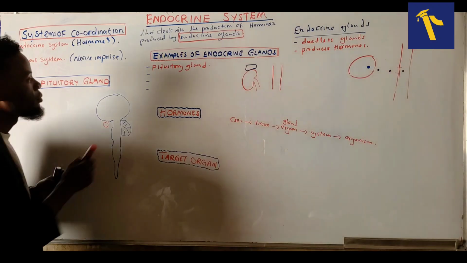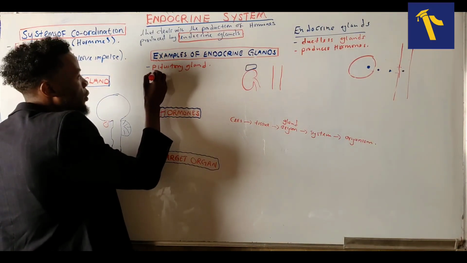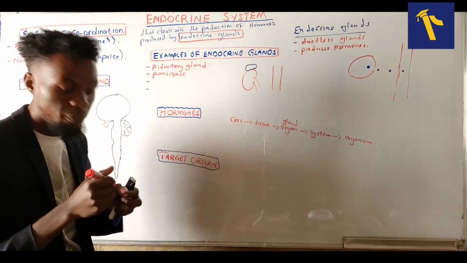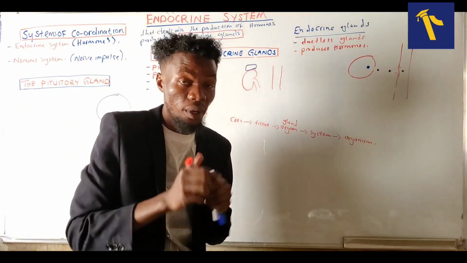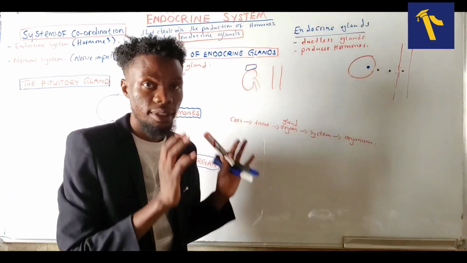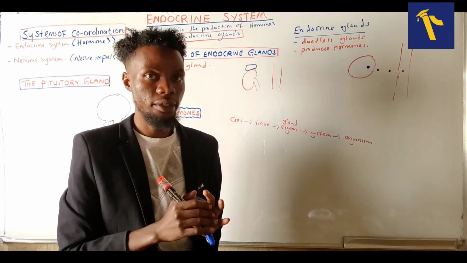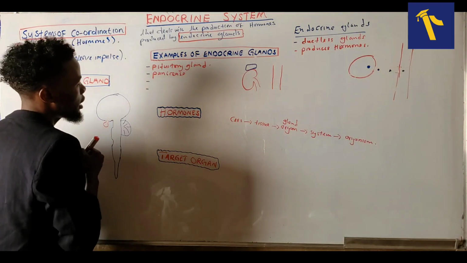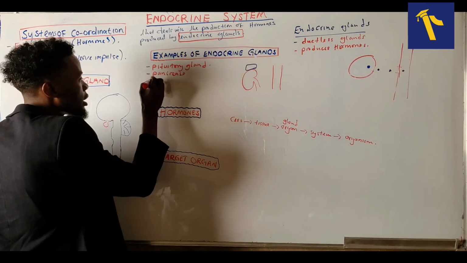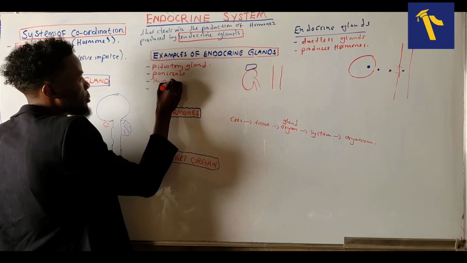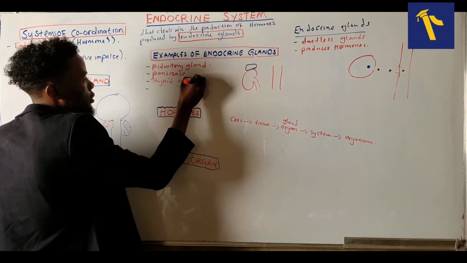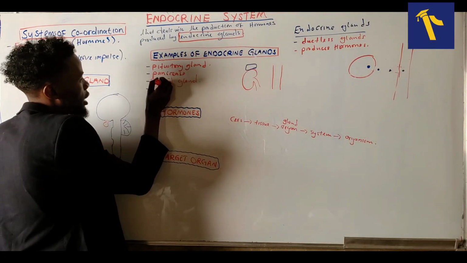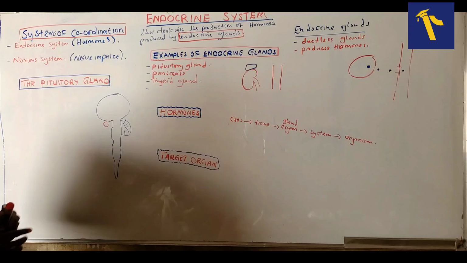The next one is the pancreas. We'll talk about the pancreas in a future video so that you understand it separately, because it has a lot of stuff that you need to understand. Now let's go to another one. We have the thyroid gland. These are the things that we'll talk about. Thyroid gland. What is another one?